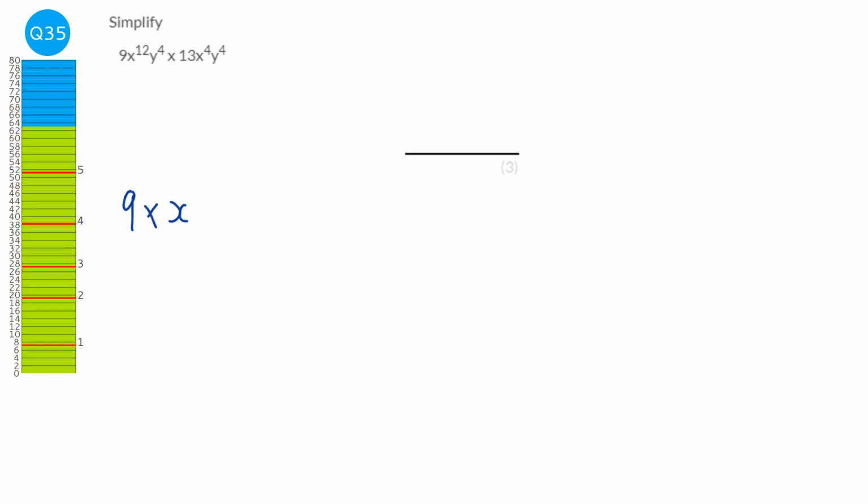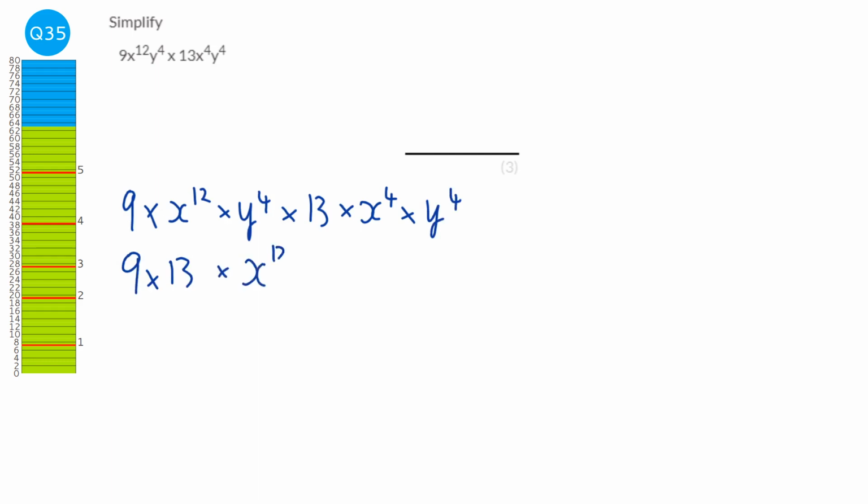So we've got 9 times 12x times y to the power 4 times 13 times x to the power 4 times y to the power 4. And I'm going to reorder these to put the numbers together first of all. With multiplying, it doesn't matter which way around you do it, so I'm not changing anything. I'm going to put the x's together, and I'm going to put the y's together.